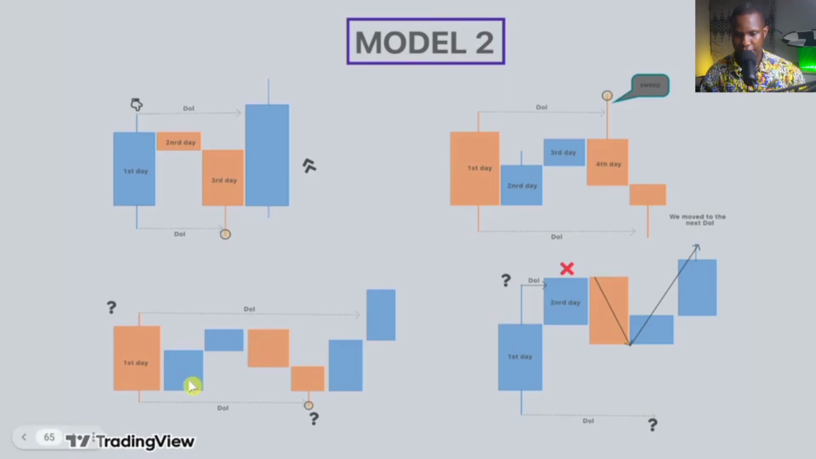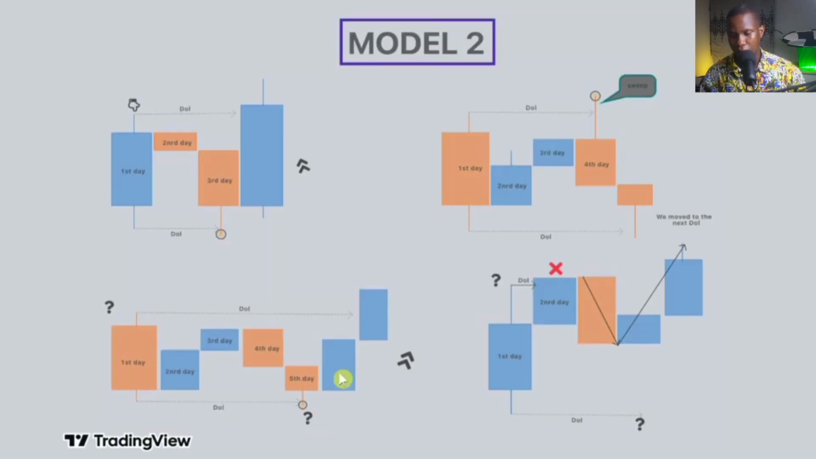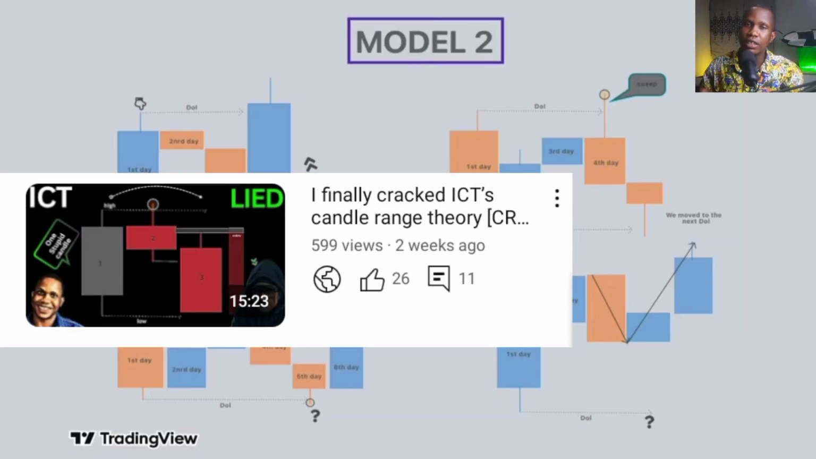And for this example, this is my first day draw on liquidity, and can you see it took us our second day, third day, fourth, it was our fifth day that swept this draw on liquidity, which after that our 6-7 day delivered price to this next draw on liquidity in the market. If you find it difficult to understand this, watch "I Finally Cracked ICT Candle Range Theory" to be able to get the most out of this video.